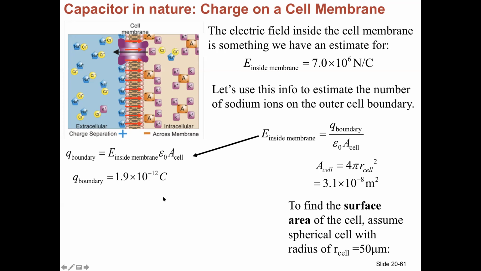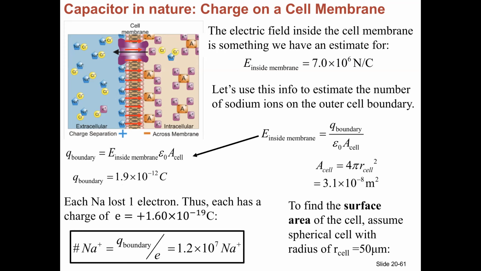We can then rearrange this formula, plug that in and solve for the charge. So this charge along the boundary, if it's positive, gives us the total charge on this side of the boundary, 1.9 times 10 to the minus 12. On the other side of our cell membrane, effectively our other plate in the capacitor, we're going to have a negative 1.9 times 10 to the minus 12 coulombs.